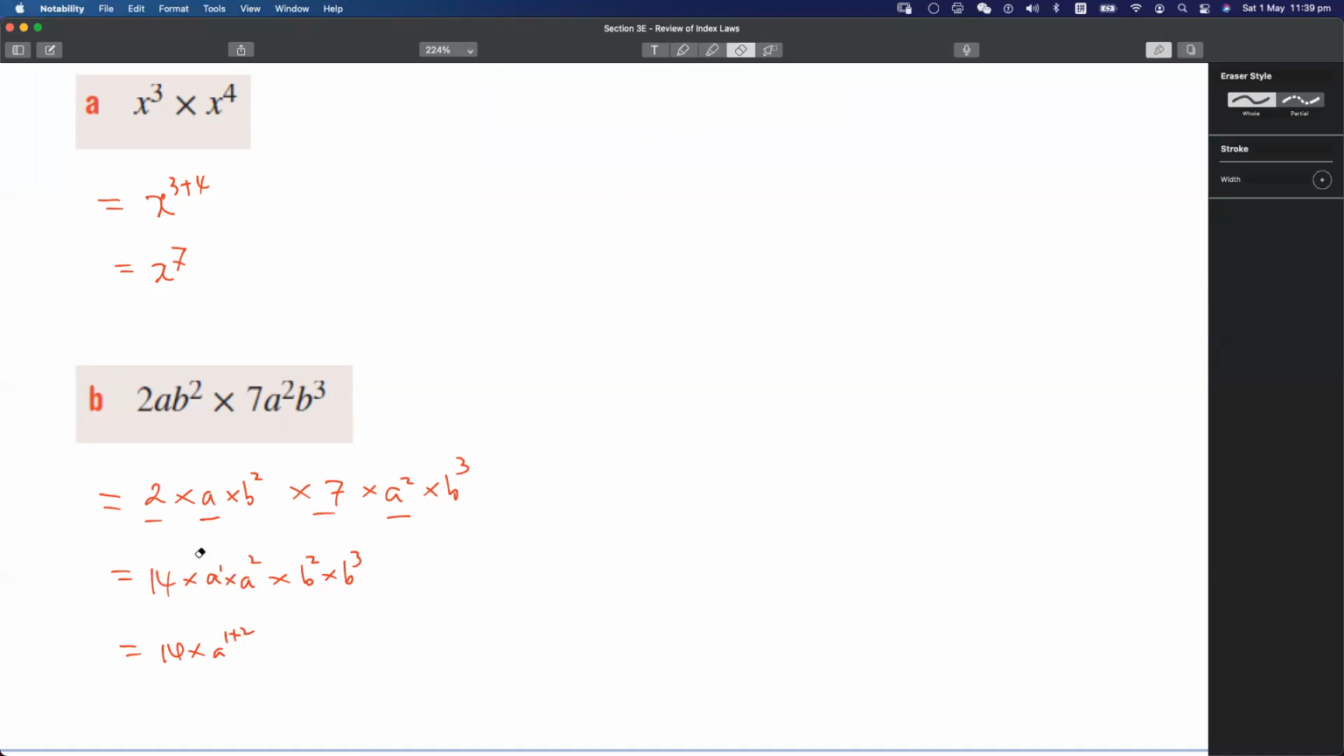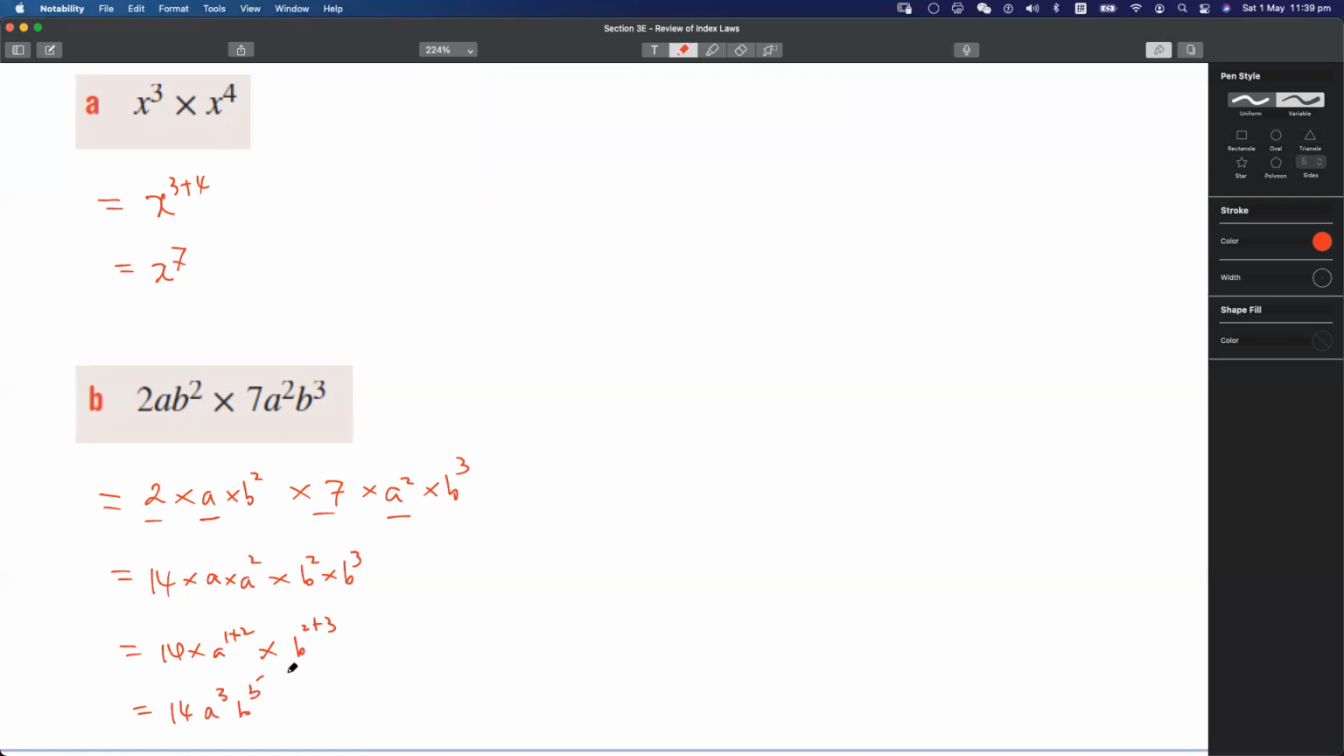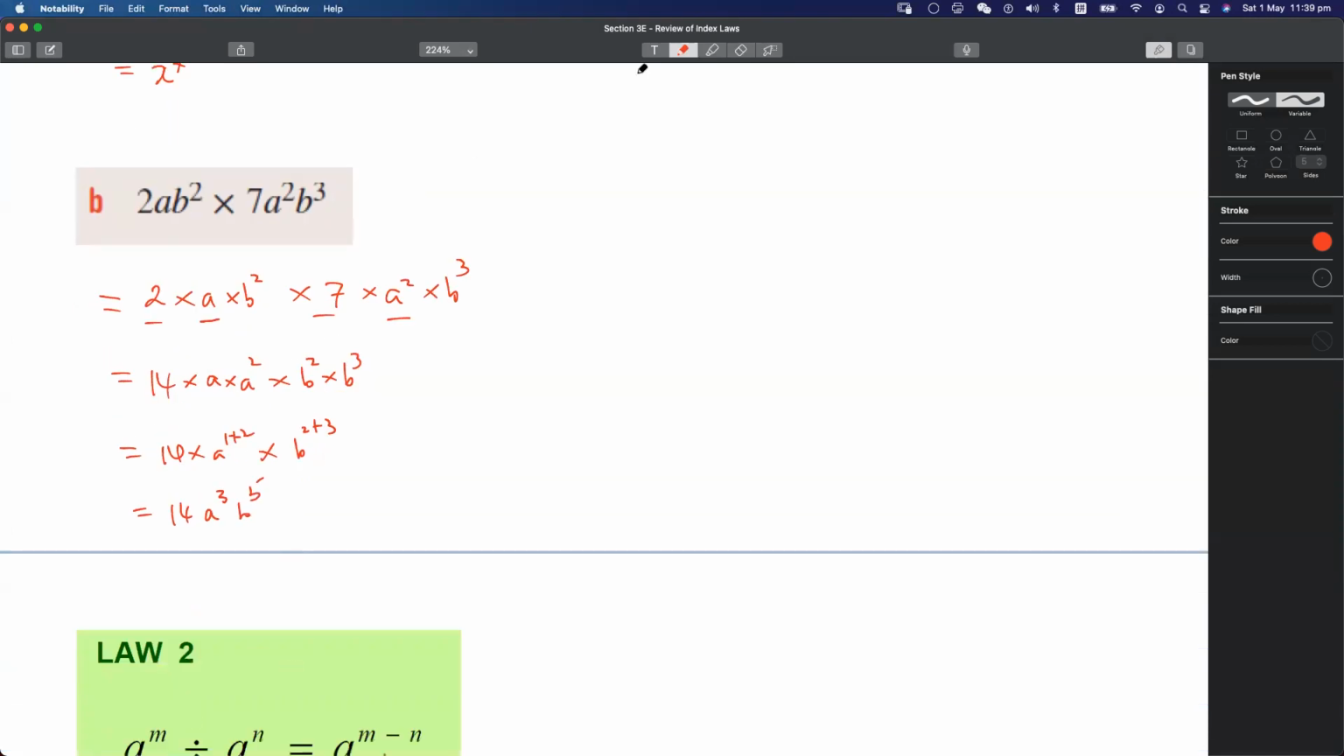And times b to the power of 2 plus 3. So our answer is 14, and I'm not going to show the multiplication sign, a cubed b to the power of 5. Just to write it clearly, b to the power of 5.